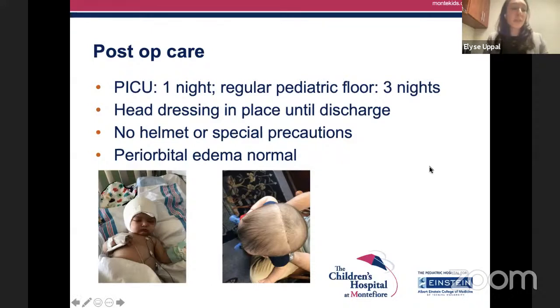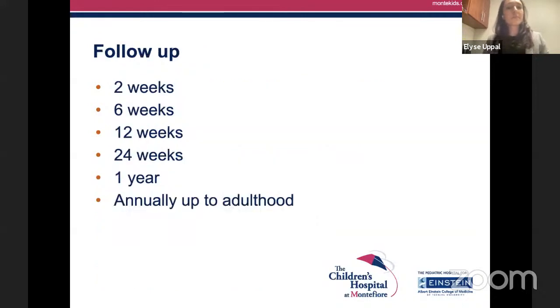And we take that off before they get discharged, and they go home with typically just steri strips over the incision. There's no helmets or anything required post-op, no restriction of activity or special precautions. There is fairly significant periorbital edema occurring particularly in the day or two following surgery, but it gradually resolves itself. So it's just reassurance for the parents that things will get back to normal.